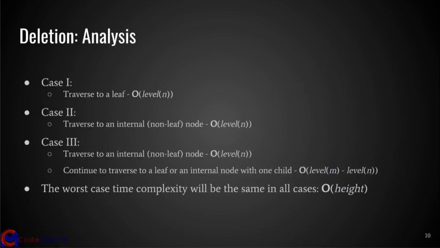It takes big O of the level of n time to reach n. If n has 2 children, it takes some more time to find m. In all the cases, we are only going down the tree and in the worst case, we can go till the farthest leaf. So the worst case time complexity is big O of the height of the tree.